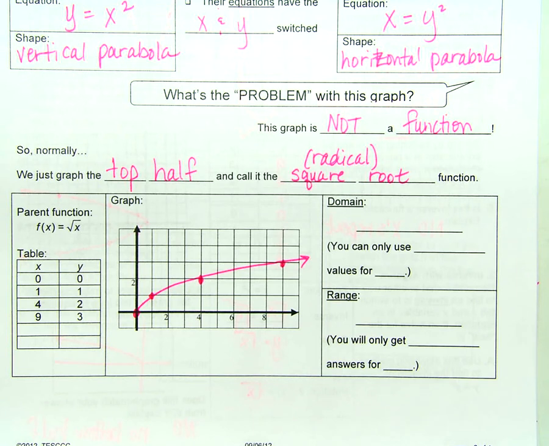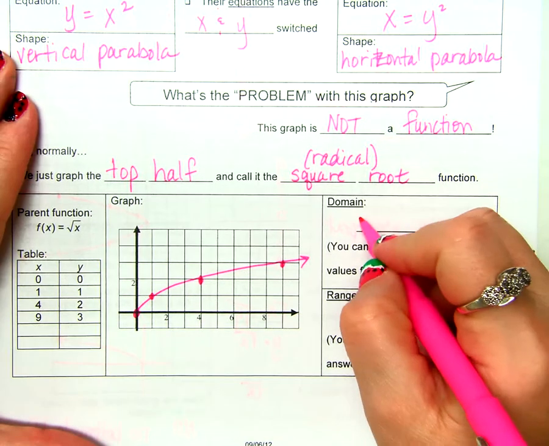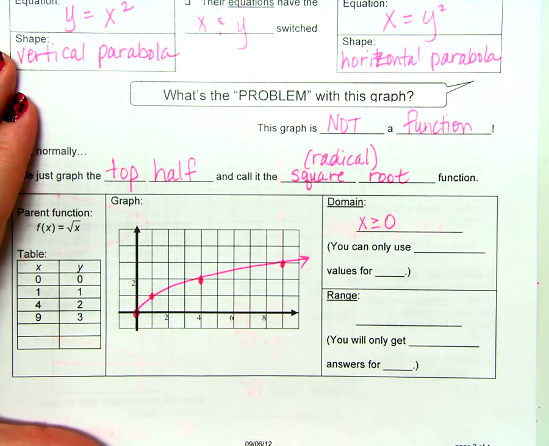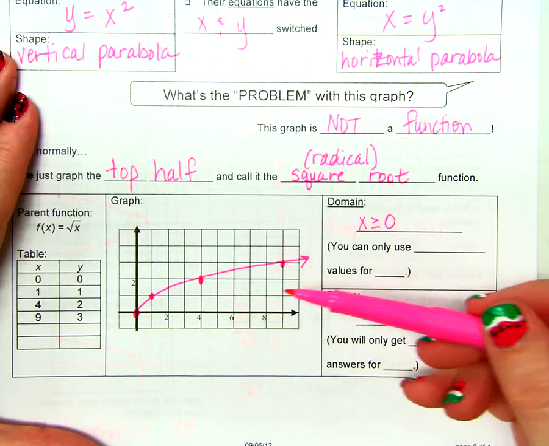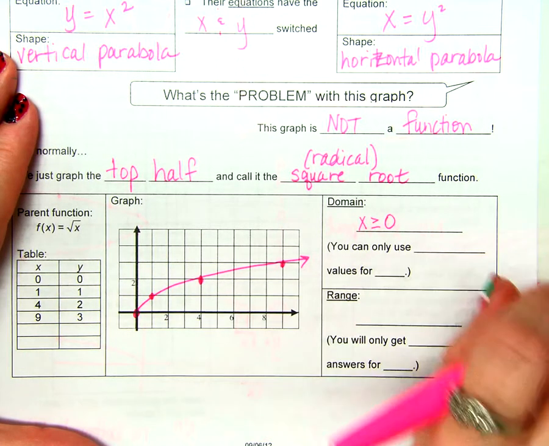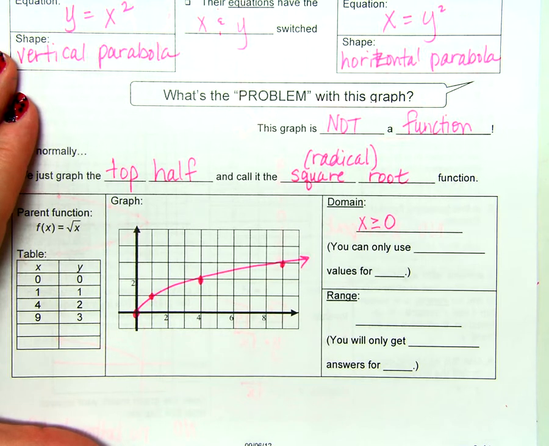Anybody tell me anything about the domain? Well, one of those is right. X is greater than or equal to 0. Because we say, how far to the left does this go? Well, it stops at 0, right? And then how far to the right does it go? All the way. So it's everything greater than or equal to 0. What's the other way I need you to be able to write this?